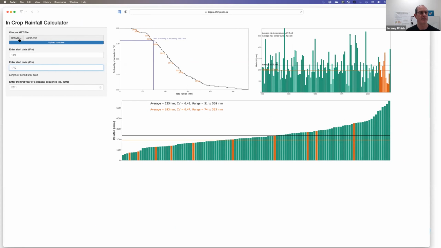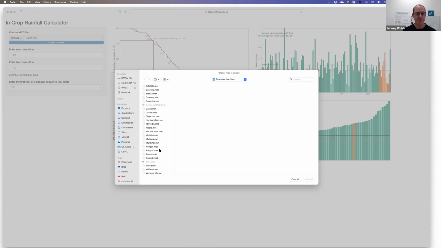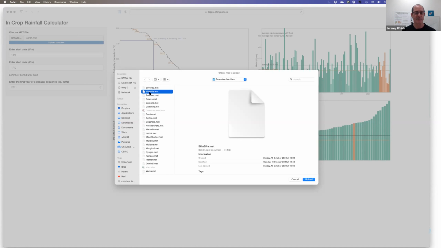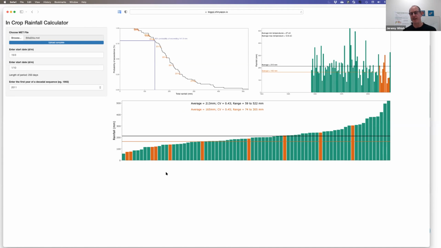All you need is a MET file. So I have a list of them here that I've downloaded from the Long Paddock. If you go to longpaddock.com, you can download any of these. I'm just looking to see whether I had more. I don't have any other close ones. Yeah, or Billabilla would be the next closest, just up over the border. And so, yeah, we can just load that and look at its rainfall for exactly the same period. Yeah, great.